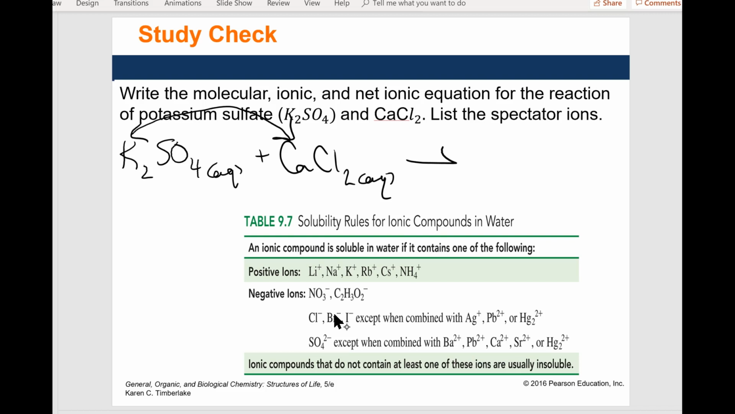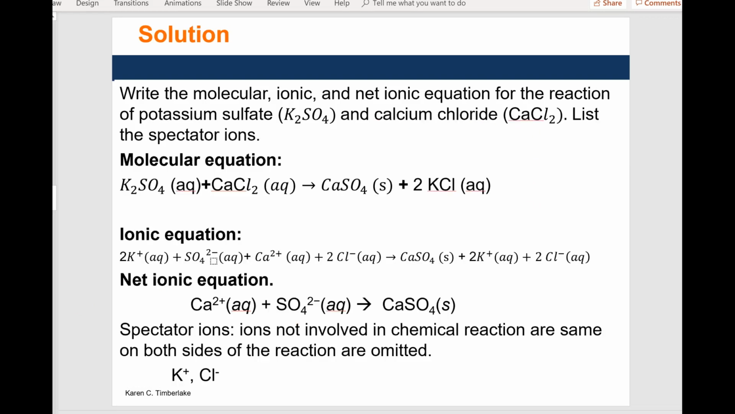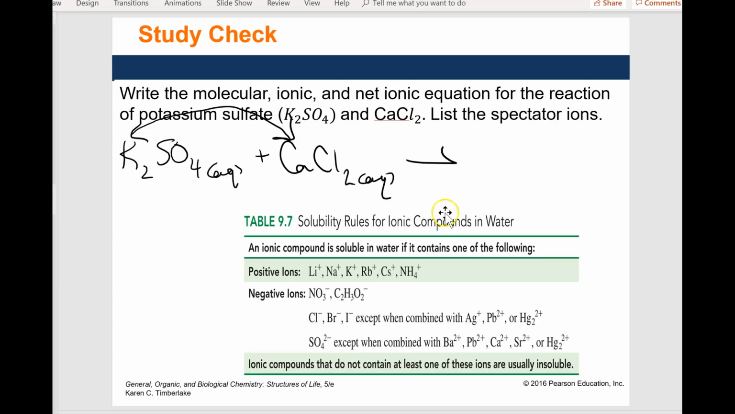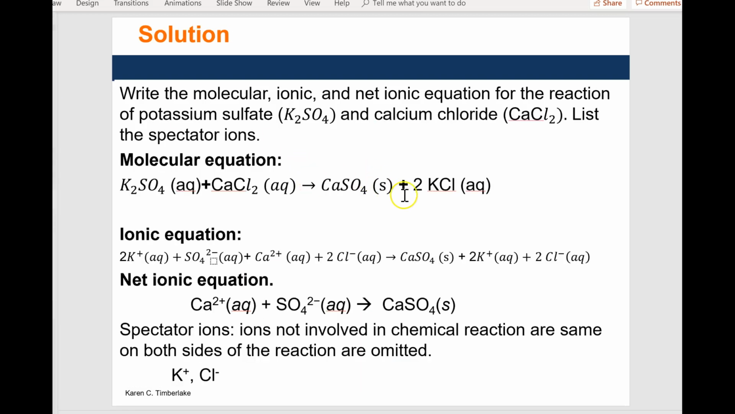Guys are on it. So you were able to quickly identify that you're going to form calcium sulfate. Sulfate is normally soluble unless it's paired with, oh look, calcium, which means it's going to form a solid. So if it's on the chart and it's an exception, that means it's going to form a solid. And so that is our precipitate, calcium sulfate. And we've got potassium chloride, which is going to be soluble because potassium is always soluble.